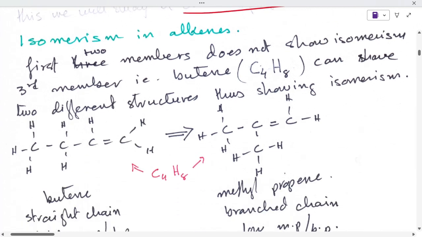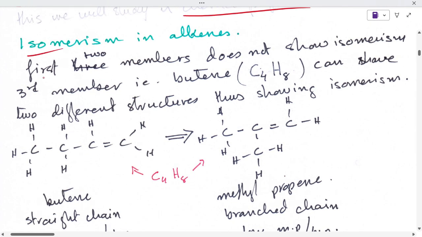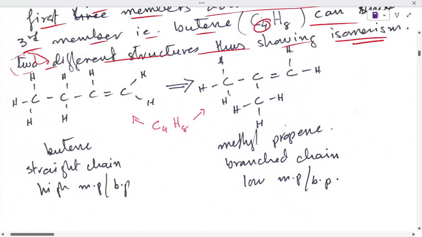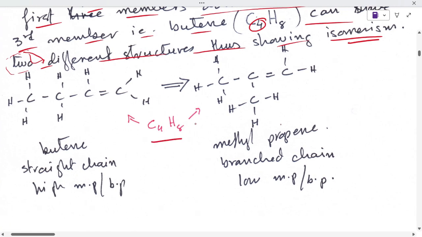Now we come to isomerism in alkenes. The first two members do not show isomerism. The third member, that is butene, can show two different structures, thus showing isomerism. As I have told you before, isomerism is the property of compounds having the same molecular formula but showing different structures. So when we have two carbons or three carbons, there is no choice for arranging them in any different way. But when we have four carbons, we can arrange them in different ways.